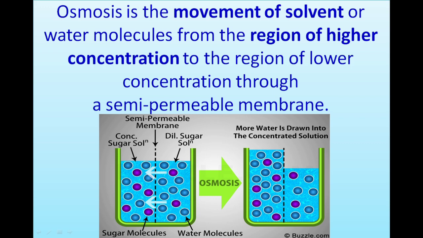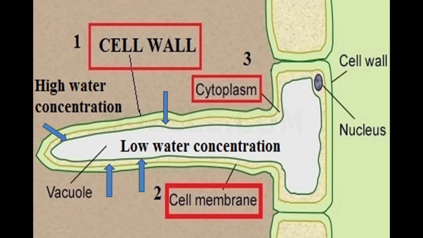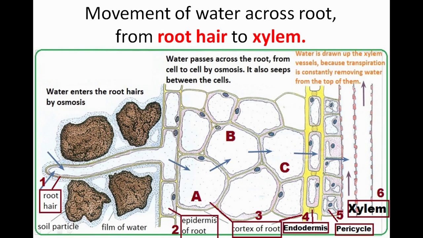Osmosis is the movement of water molecules from its higher concentration to lower concentration through a semi-permeable membrane. The soil has high water concentration than the cytoplasm. Therefore, water will move from the high concentration to low concentration following the process osmosis through the plasma membrane of the root hairs.